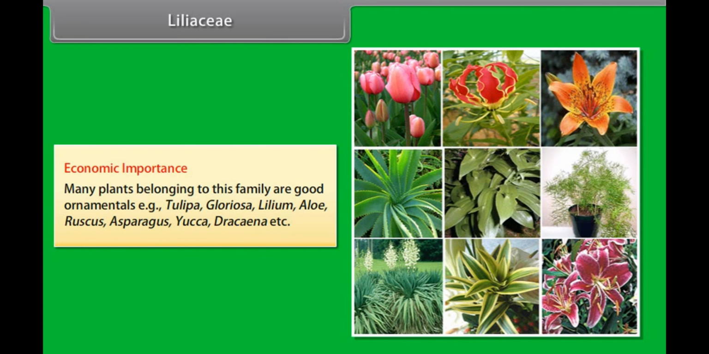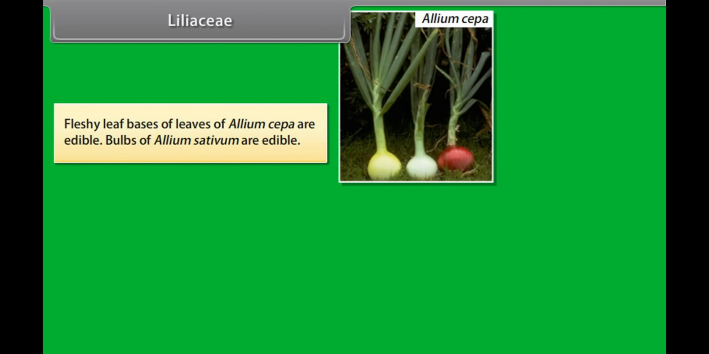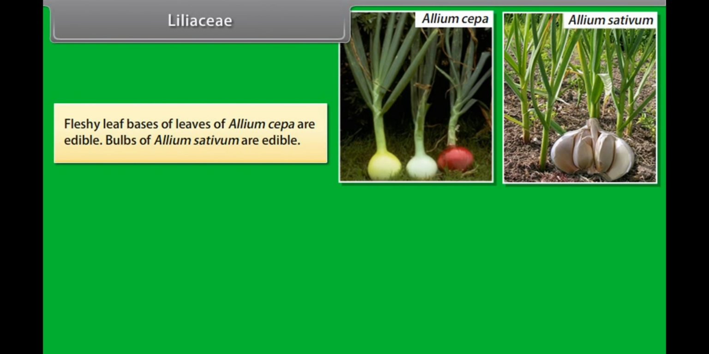Economic importance: many plants belonging to this family are good ornamentals. For example, Tulipa, Gloriosa, Lilium, Aloe, Ruscus, Asparagus, Yucca, Dracaena, etc. Fleshy leaf bases of leaves of Allium cepa are edible. Bulbs of Allium sativum are edible.